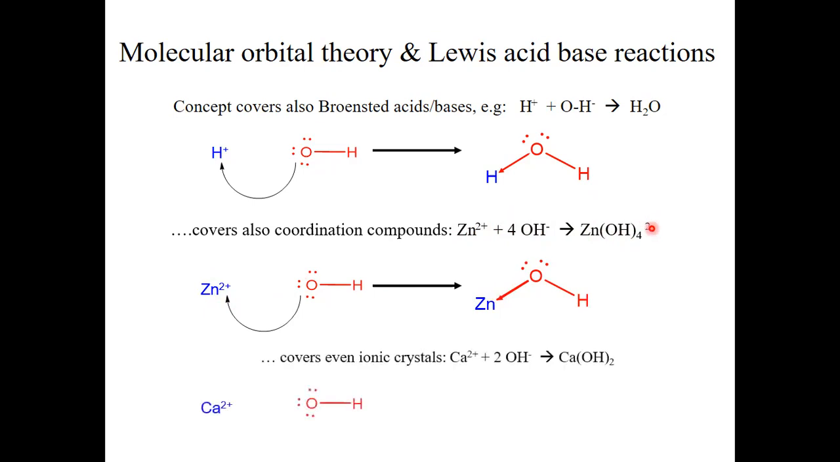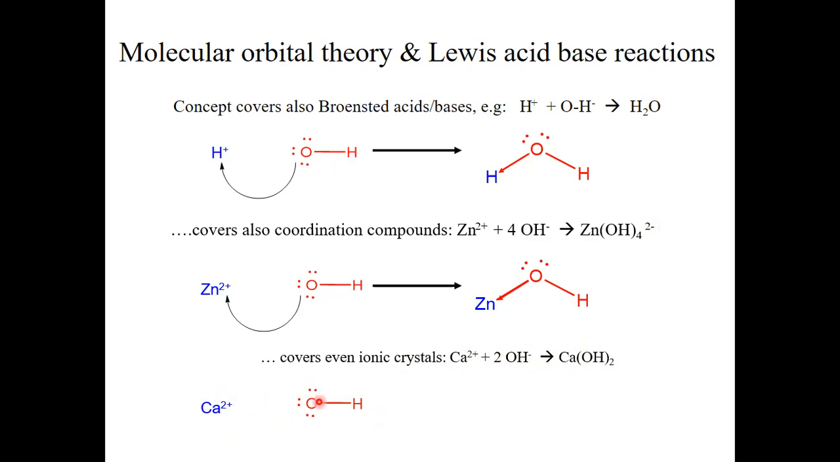So last but not least, even ionic crystals could be considered as adducts formed through a Lewis acid-base reaction. In this case, the cation would be our Lewis acid, and our anion would be considered as a Lewis base. So this way, we could explain the reaction between calcium 2+ and 2 OH- to form calcium hydroxide, which would be an ionic crystal. So why is that view possible?